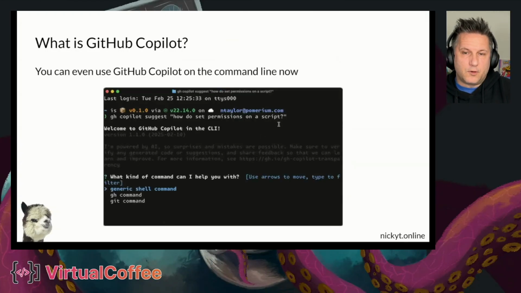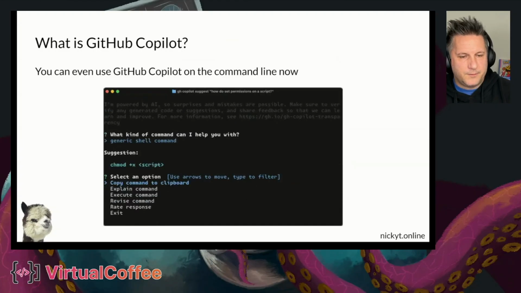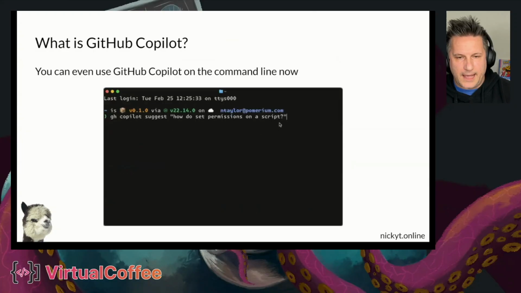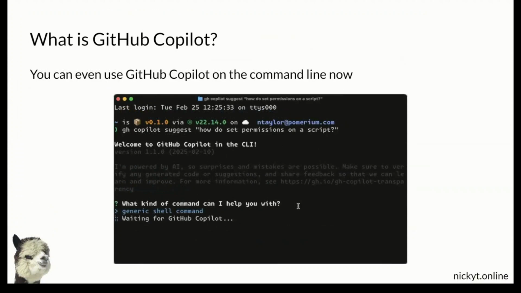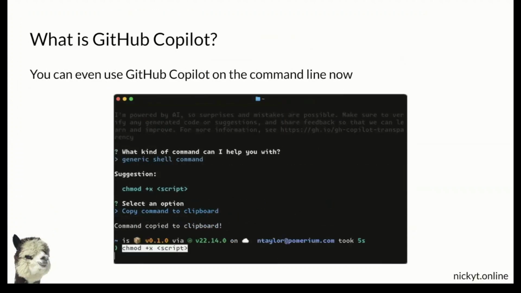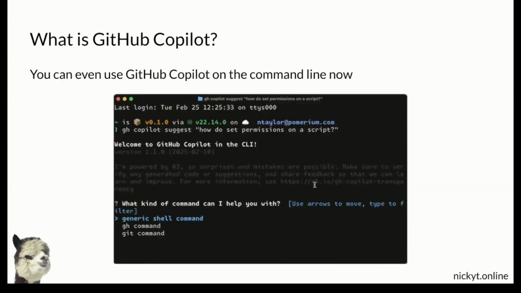You can actually even use GitHub Copilot on the command line now. You need to install it in the command line, but you can ask questions in the CLI and you'll get answers. So here I'm asking, how do you set permissions on a script? It's going to think about it, and then it's going to give some examples and either explain it or copy the command. So that's just another way you can leverage Copilot.